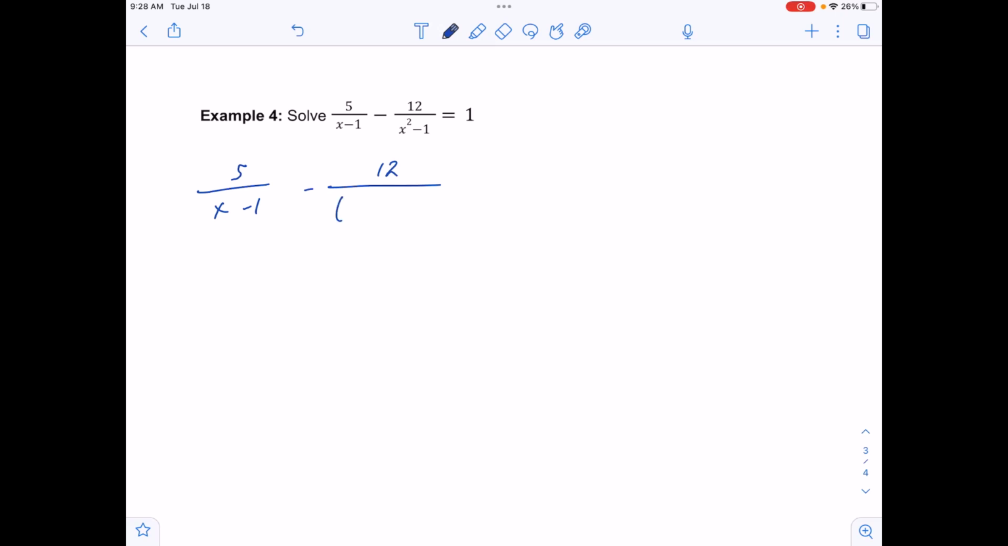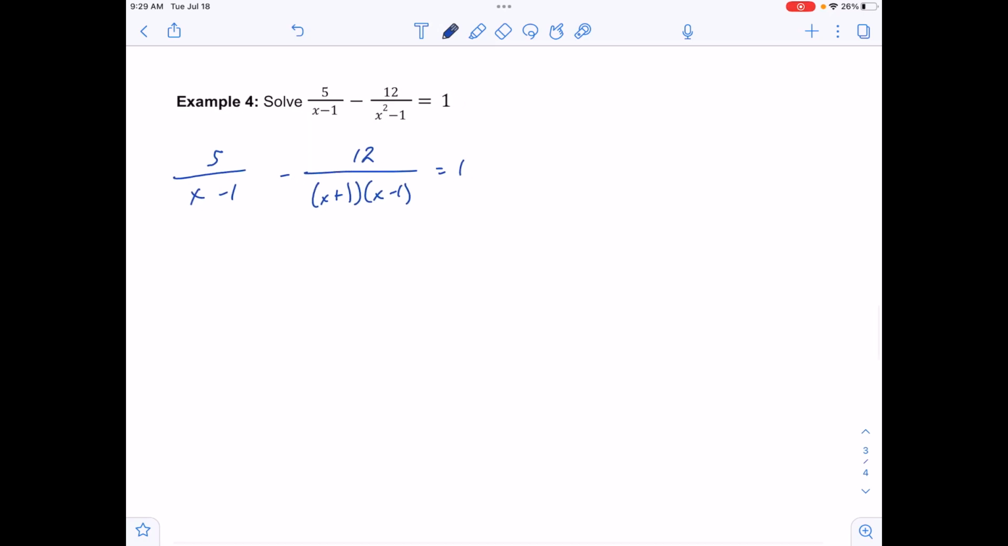So the difference of squares will be x plus 1, x minus 1, again all equal to 1. So in terms of my restrictions, I have 2 terms in my denominator with a repeat of an x minus 1. So both of those are going to be our restrictions. In this case, x cannot be equal to negative 1 or positive 1, or you could just write x cannot be equal to plus or minus 1.